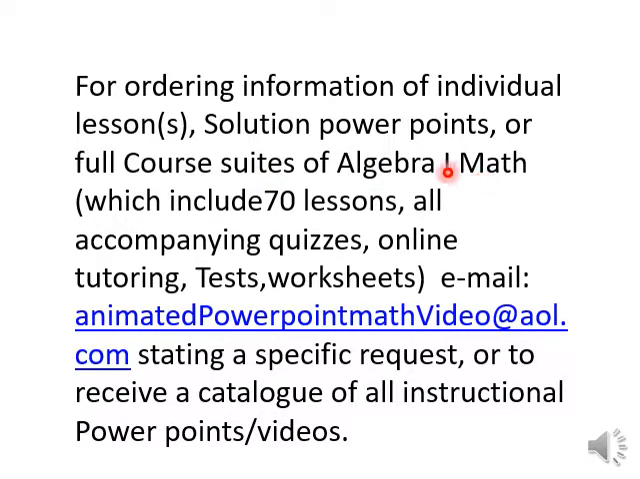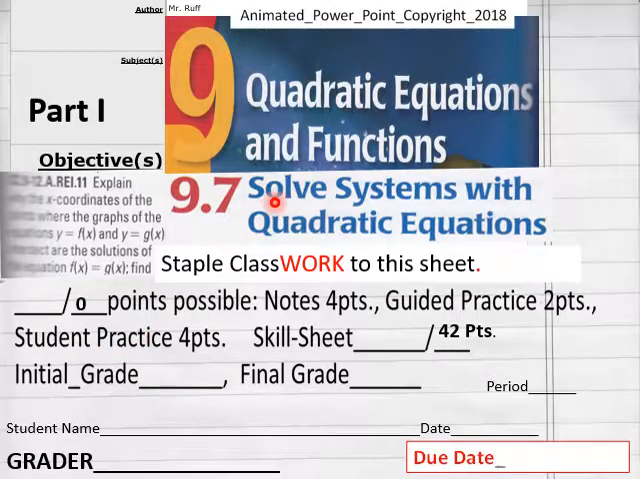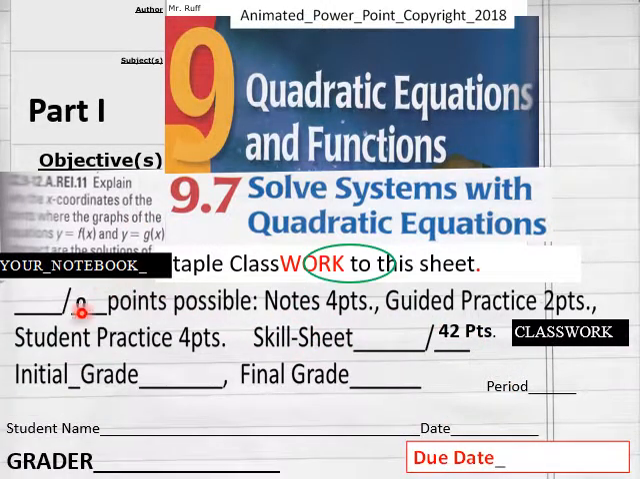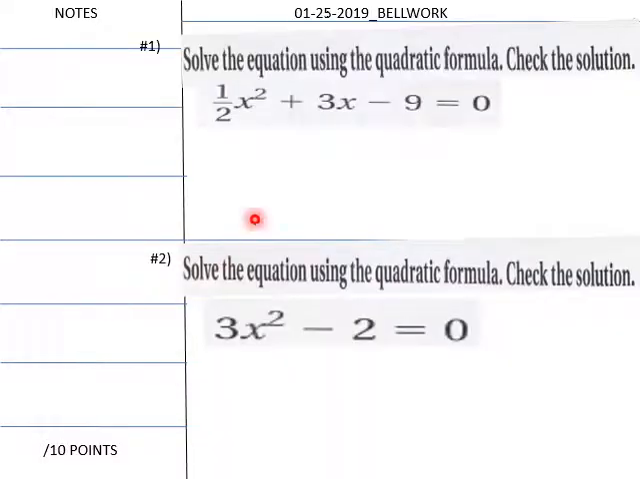Hello everybody, getting ready to do lesson 9.7 of Algebra 1 Math, solving systems with quadratics. It's part 1. If you want part 2, part 3, email me here. 9.7, solving systems with quadratic equations. Here is our standard. This is part 1. We have a 42-point skill sheet here, and we have 0 points of note-taking.